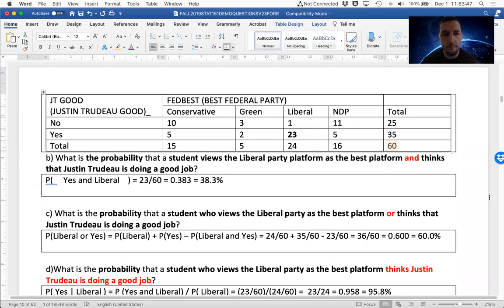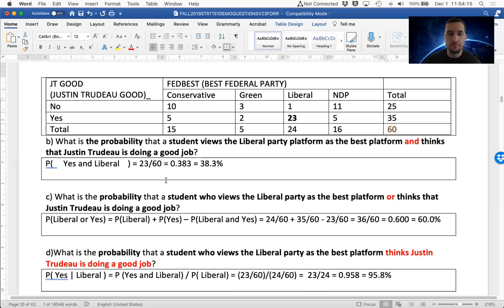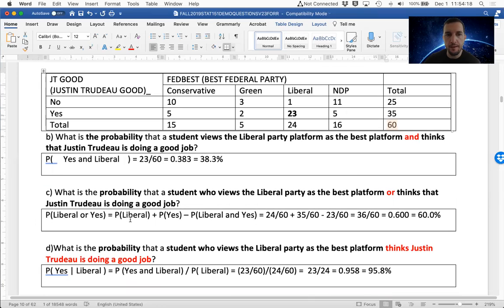In part C, it says, what is the probability that a student who views the Liberal Party as the best platform or thinks that Justin Trudeau is doing a good job? So this is a union question. For this question, we're going to use the general addition rule. So the general addition rule is P of A or B is equal to P of A plus P of B minus P of A and B. So in our case, we would have P of liberal or yes is equal to P liberal plus P yes minus P liberal and yes.